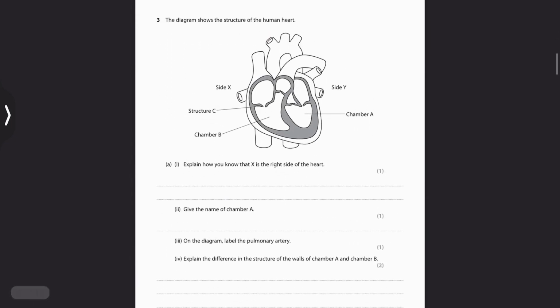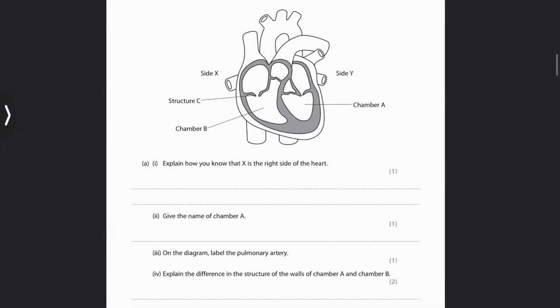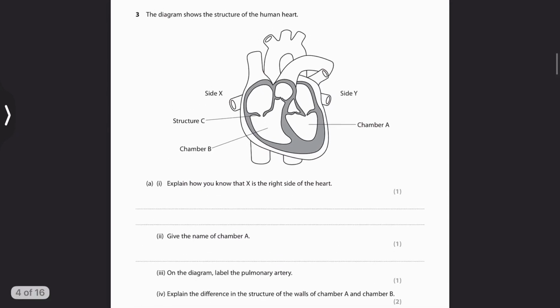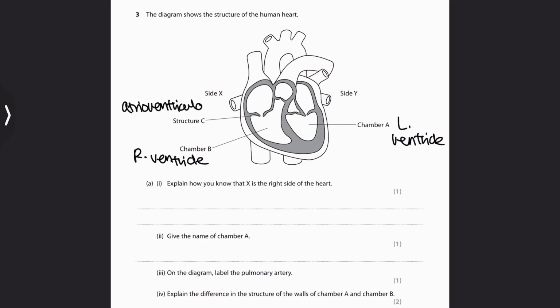Okay, a different question. It says the diagram shows the structure of the human heart. And I think you're very comfortable labeling these now, right? Chamber A, that's got to be the left ventricle. And then chamber B is the right ventricle. Structure C, ooh, looks like the valves to me. Atrioventricular valves. Side X has got to be the right side because it's on your left. And then side Y is going to be the left side because it's on your right.